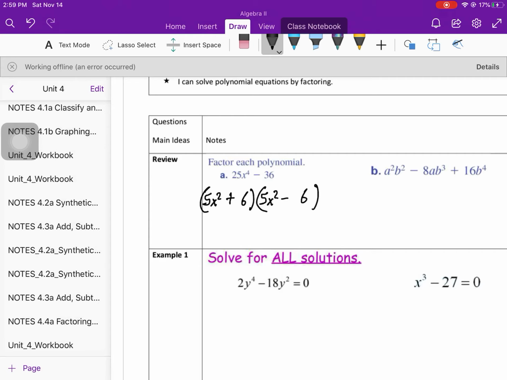Now make sure you look at these terms, even though we factored it down. Can you take anything further? And in this case, we're as far as we can go with this problem. So this is our answer.